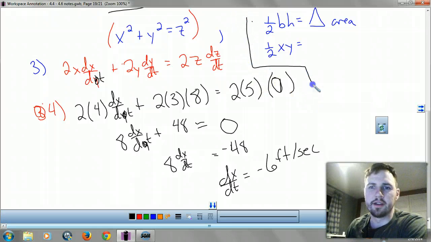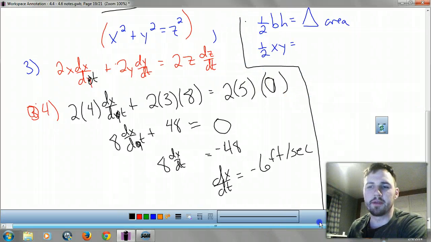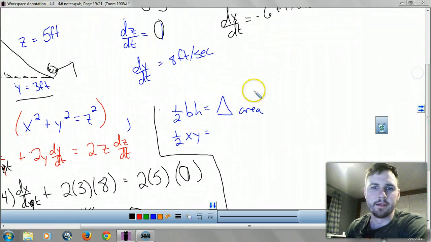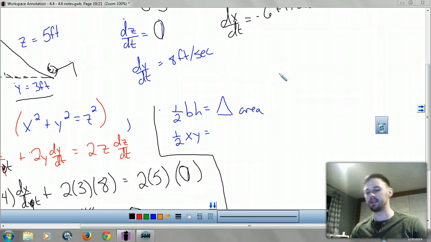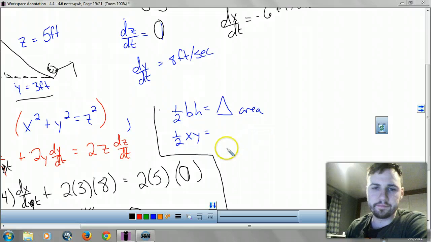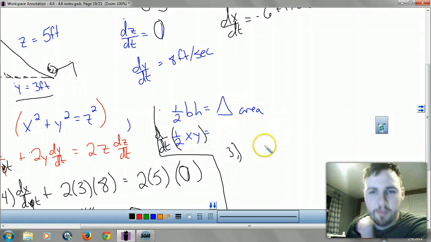That's not our answer. Because what were we looking for this whole time, guys? The area. Okay? So we have our dz, dy, dx. We have our x, y, and z. So now we can actually go back and solve what we needed. Step 3, take the derivative of this beast. Okay? Uh-oh, product rule.